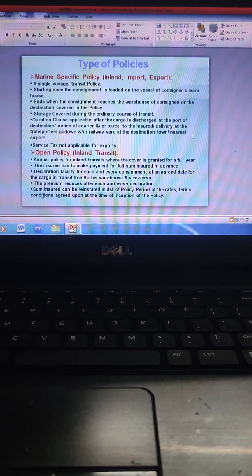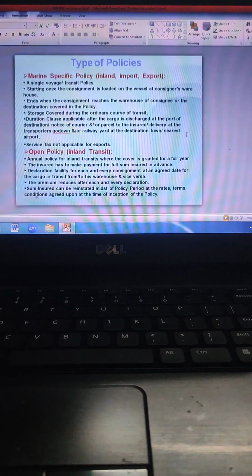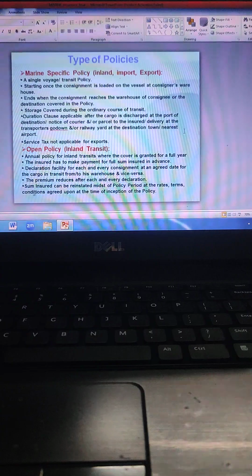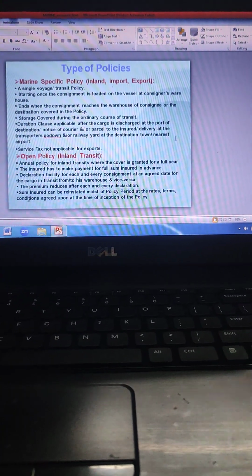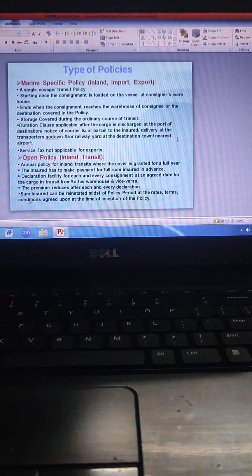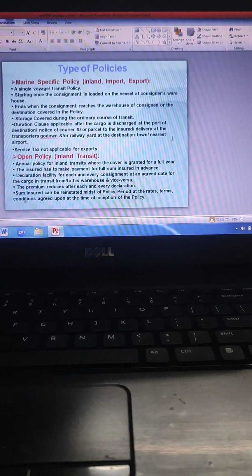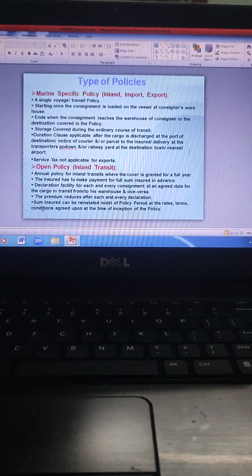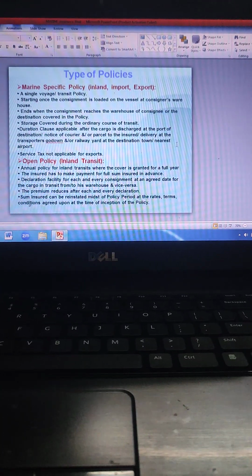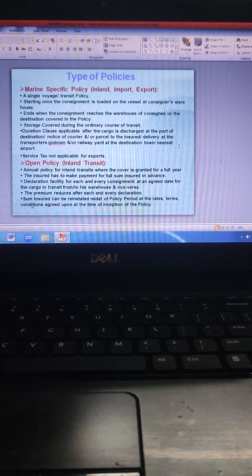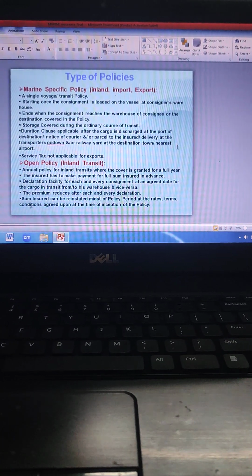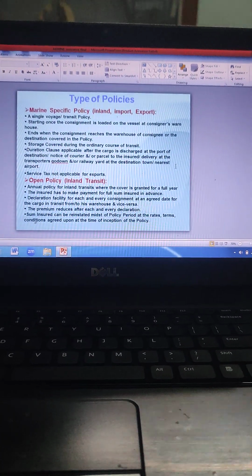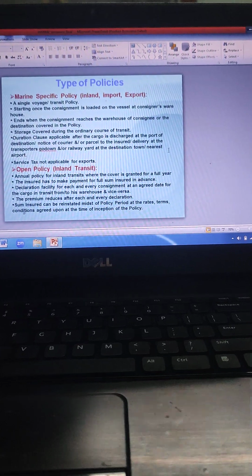Starting once the consignment is loaded on the vessel at consignor's warehouse, and until the consignment reaches the warehouse of the consignee or the destination covered in the policy. Storage is covered during the ordinary course of transit and the duration clause is applicable after the cargo is discharged at the port of destination. Notice of courier or parcel to the insured delivery at the transportation godown or railway yard at the destination town or nearest airport. Service tax not applicable for exporters or exports.